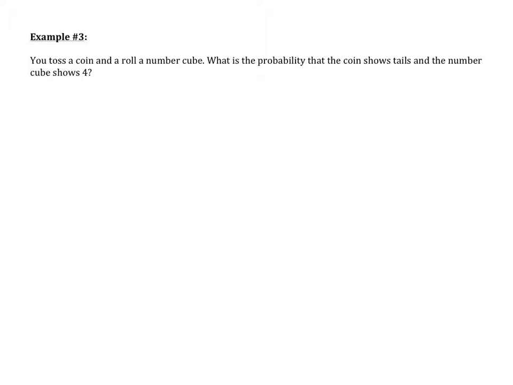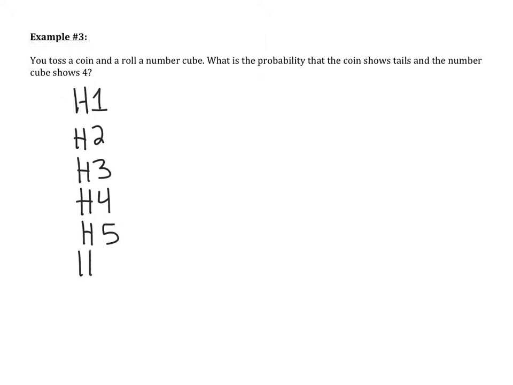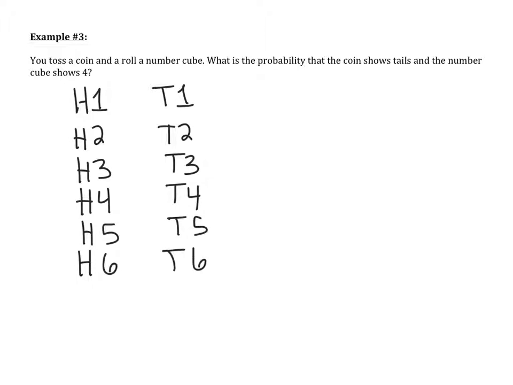So we are flipping a coin, and so we could either get heads or tails, and then we're rolling a number cube, which has 6 different sides. So we could get a heads and a 1, a heads and a 2, heads 3, heads 4, heads 5, and heads 6. And then I could also flip the coin and get a tails, and then roll the number cube and get a 1, tails 2, tails 3, tails 4, tails 5, and tails 6. So I have a total number of 12 possible outcomes.